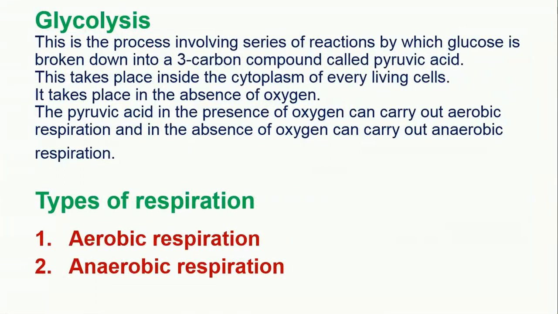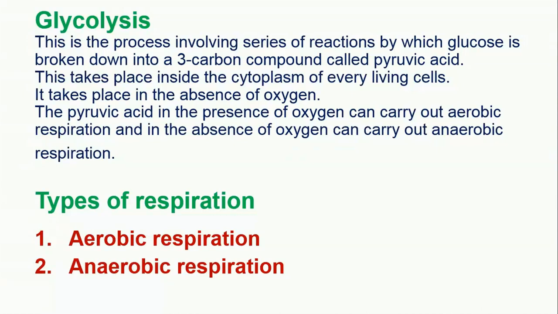So glycolysis. What is glycolysis? This is the process involving a series of reactions by which glucose is broken down into a 3-carbon compound called pyruvic acid. Now, when glucose is broken down, it must first of all pass through the stage of glycolysis. That means it must first be broken into a 3-carbon compound called pyruvic acid. It is after this that the compound known as pyruvic acid will either go through aerobic respiration or anaerobic respiration. Now, glycolysis takes place inside the cytoplasm of every living cell. It is the first stage of respiration.